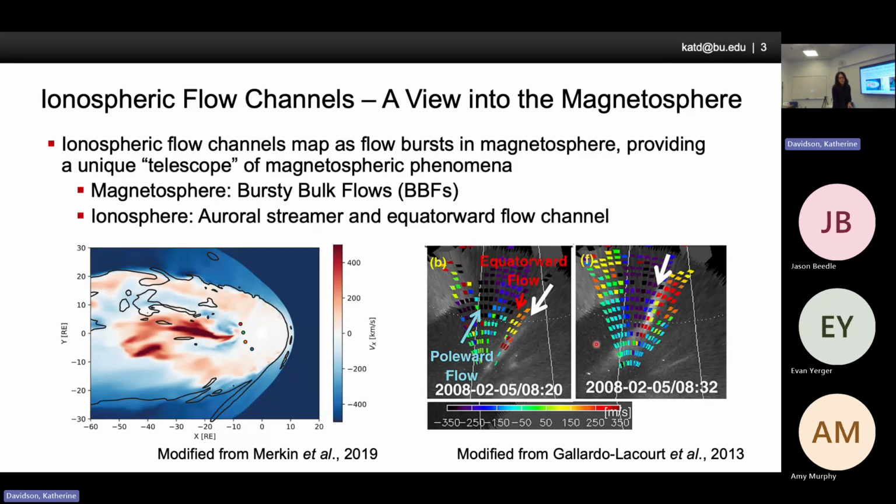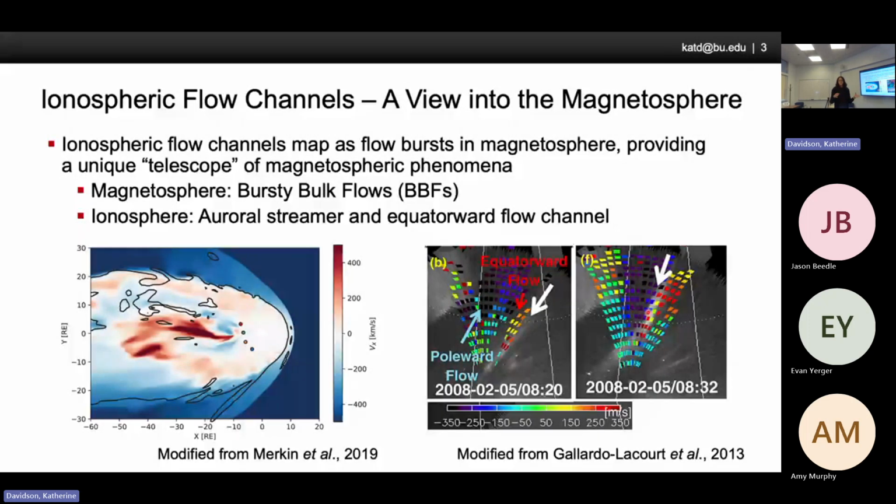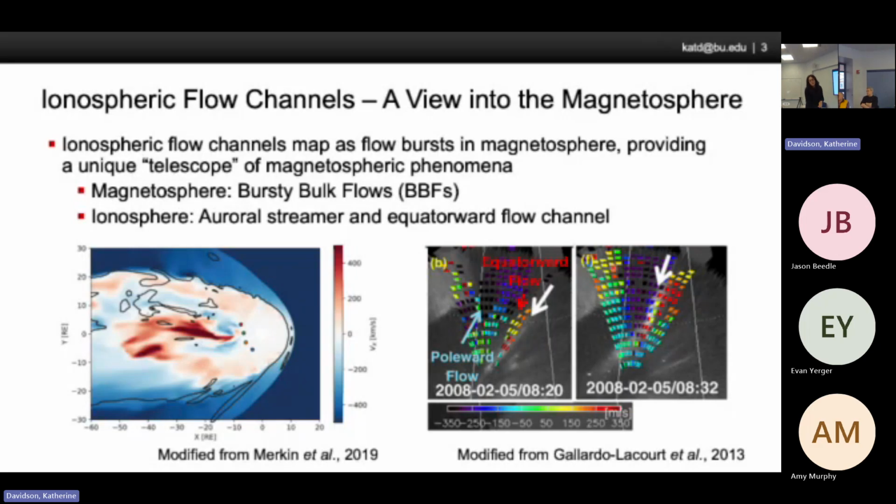These equatorward flow channels associated with the streamers are known as mesoscale flows. These mesoscale flows vary from the large-scale convection pattern that we saw in the previous slide, but they are still embedded in that overall large-scale pattern. And these mesoscale flows are actually very important for transporting energy throughout the magnetosphere. They make up over 60% of the earthward magnetic flux. So we are using those flows to investigate the different dynamics happening in the magnetotail.